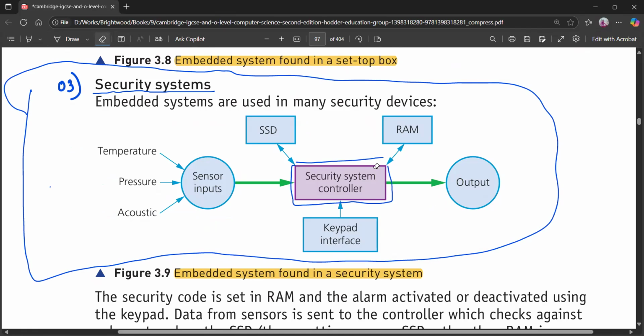What are they? They have temperature, pressure, and acoustic with the sensor input, because they can read them. Then the SSD, the keypad interface, and the RAM, and according to that they give output. Those are the main things in the security system.